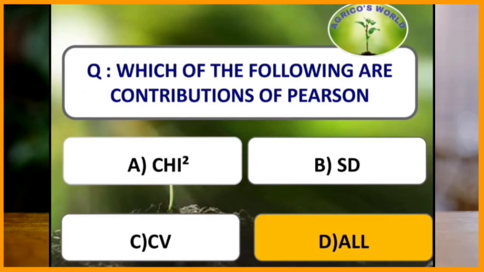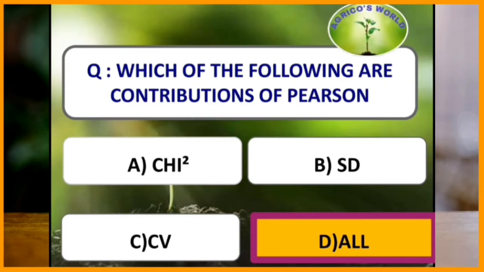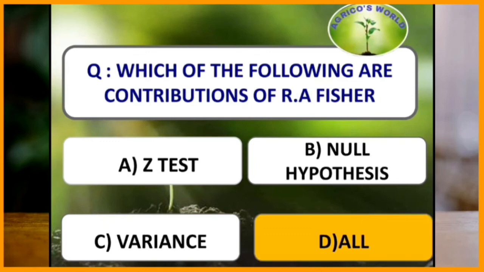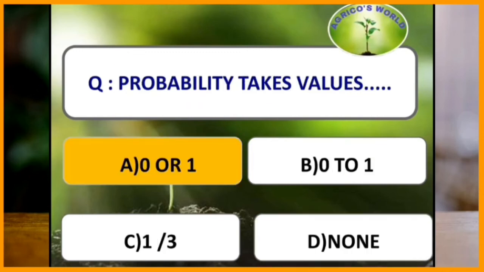Which of the following are the contributions of Pearson? Chi-square, standard deviation and coefficient of variation, all of these are the contributions of Carl Pearson. Which of the following are the contributions of R.A. Fisher? Z-test, null hypothesis and variance are the contributions of Fisher. Along with that, Fisher is also known as father of statistics.